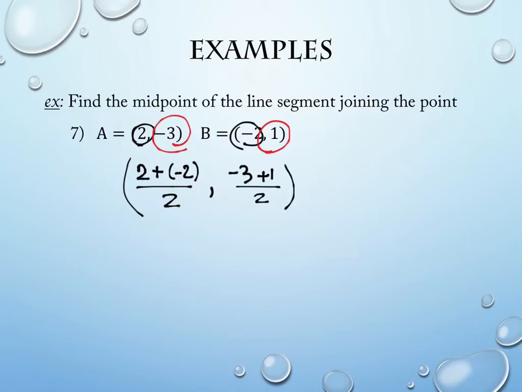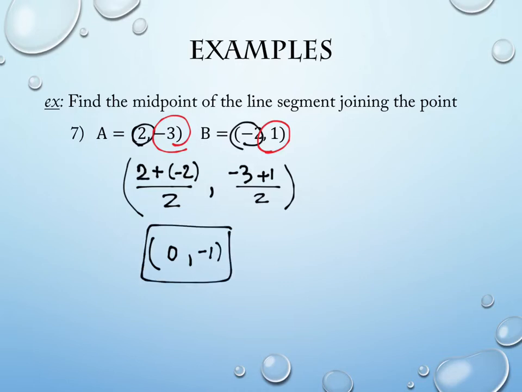So what happens when I add 2 plus negative 2? You get 0, and then 0 divided by 2 is still 0. How about negative 3 plus 1? Negative 2, and negative 2 divided by 2 is negative 1. So this would be our midpoint.